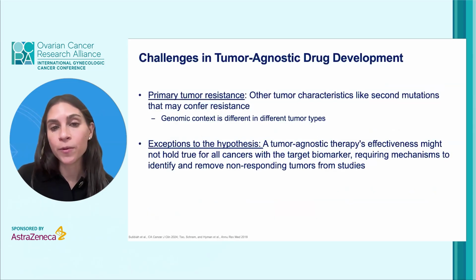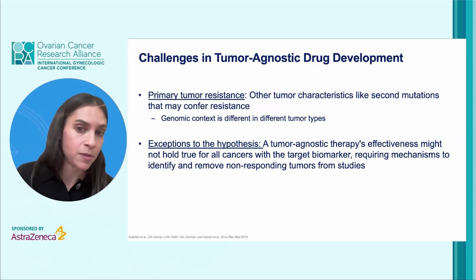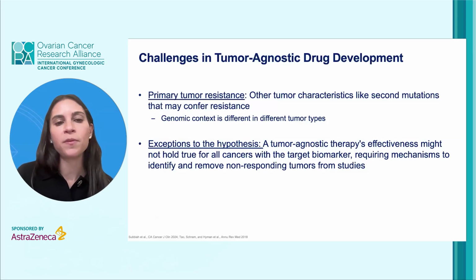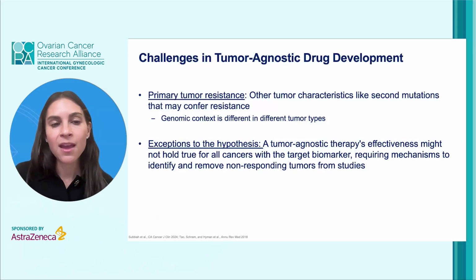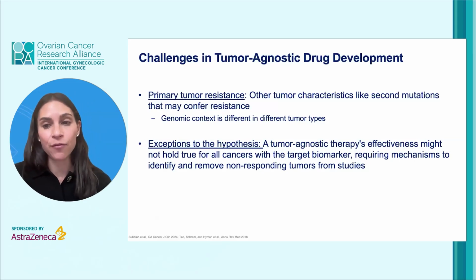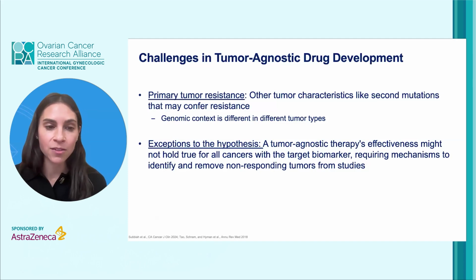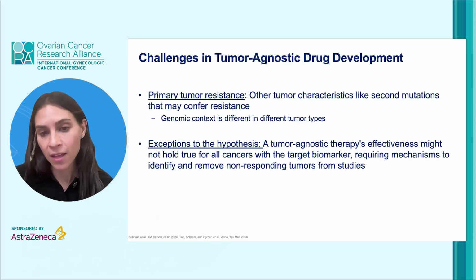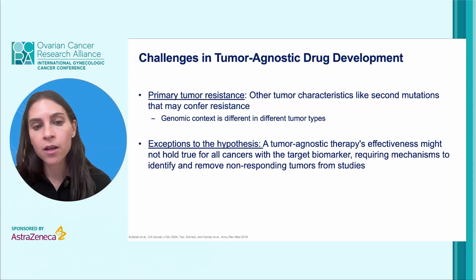Additionally, there can be primary tumor resistance. There are other mutations that can be found sometimes, or other molecular alterations within a tumor that may set the patient up to not respond well to the therapy. And the genomic context is different from patient to patient and from cancer type to cancer type. And we also do see that there are sometimes exceptions to the hypothesis. So a tumor agnostic therapy's effectiveness doesn't always hold true for all cancers with the target biomarker.